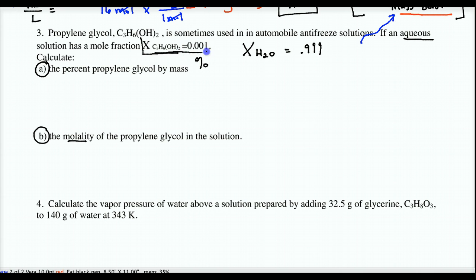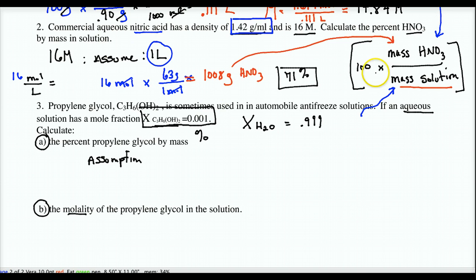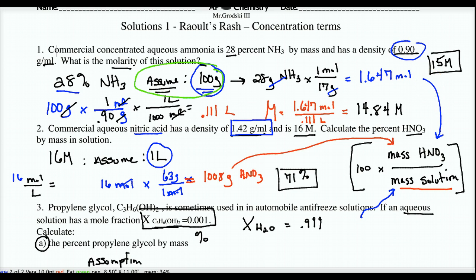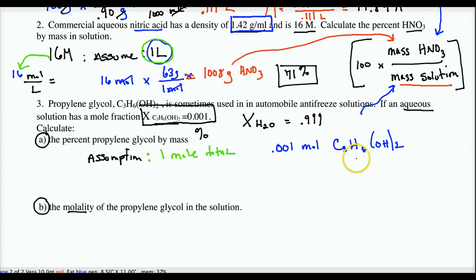So what I can do with this mole fraction, which is equal to 0.001, again, not knowing how much, I can make an assumption. And let's review. When I only had a percent, I assumed what? I assumed 100. The reason why I assumed 100 was to make my percentage go into grams very easily. When I had a molarity, I assumed a liter to make it equal to exactly 16 moles. Well, since this is a mole fraction, why can't I assume 1 mole total for the entire solution? That would mean I have 0.001 mole of my propylene glycol. And that would mean I have 0.999 mole of water.